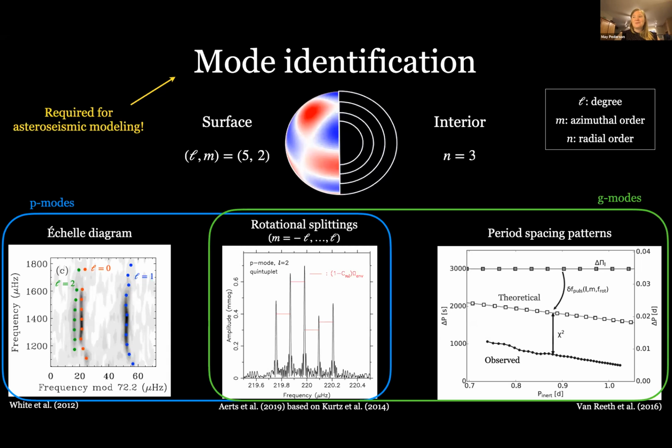Now, there are different ways we can go about to try to get these mode identifications, also depending on whether we have pressure modes or gravity modes. So one way is we can utilize the pressure modes, which are roughly equally spaced in frequency.